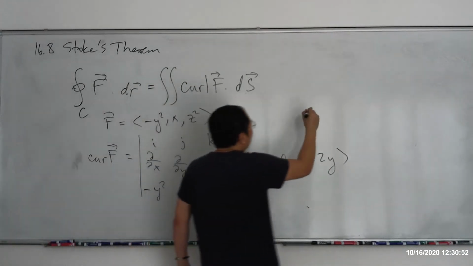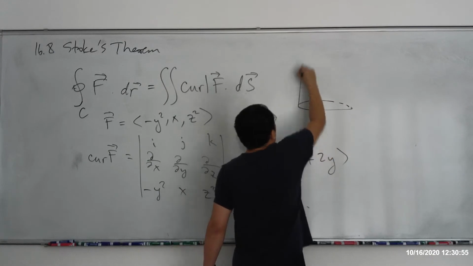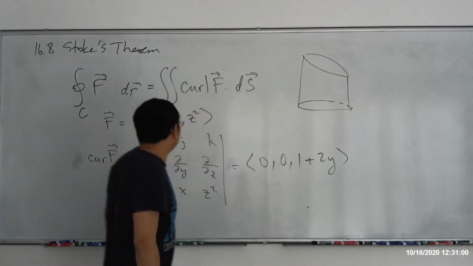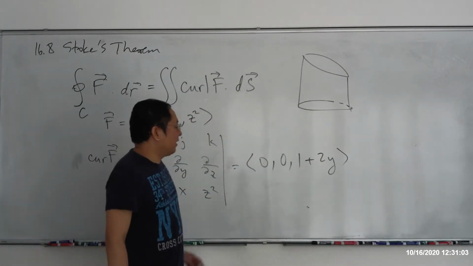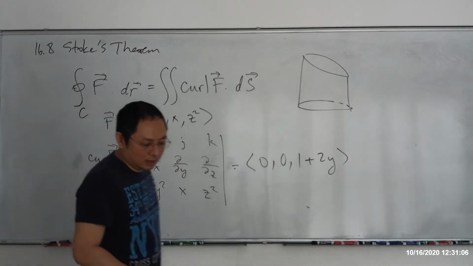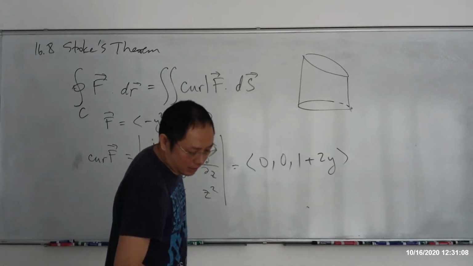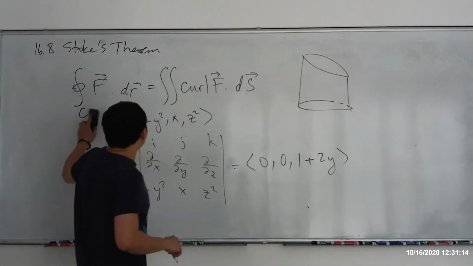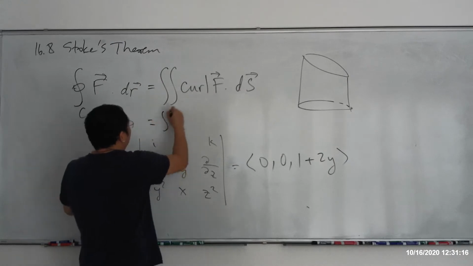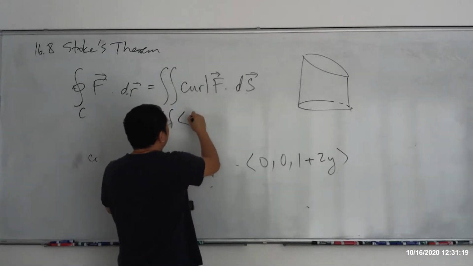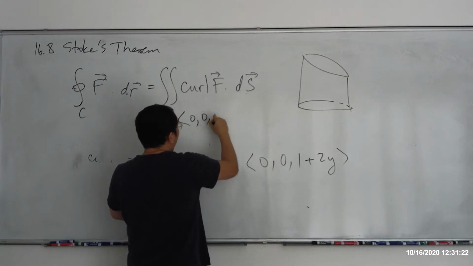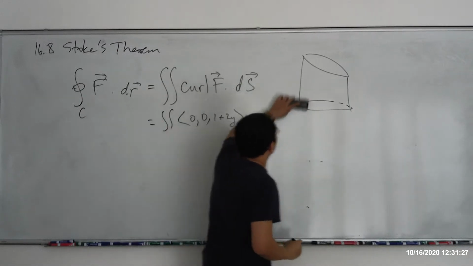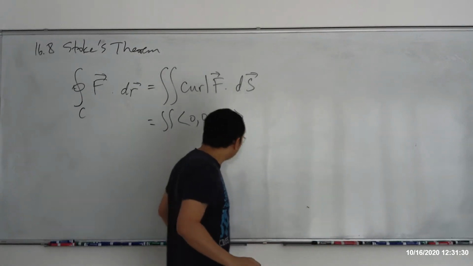And as you see right here, the graph is actually a function. This is a function because it passes the vertical line test, so I can use the equation for the function. This is the F, right? So curl F right here, double integral, curl F is 0, 0, 1 plus 2y. And now dS, we learned last time, is a function, so what do we have for a function? Let me look it back.